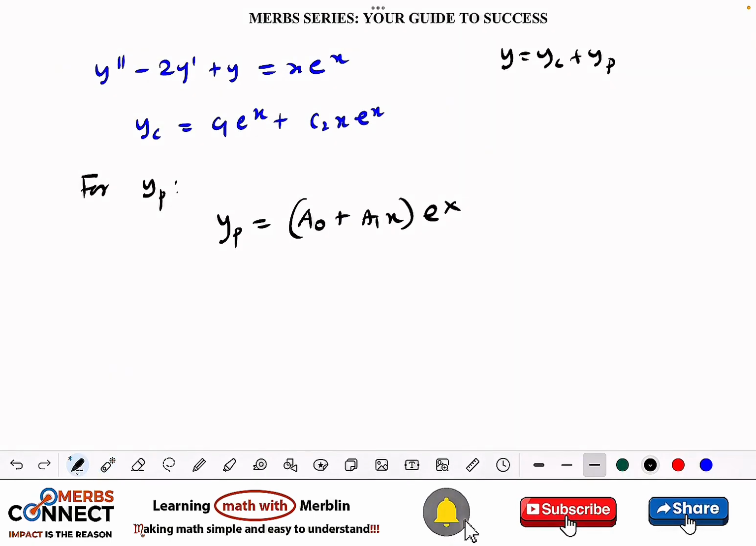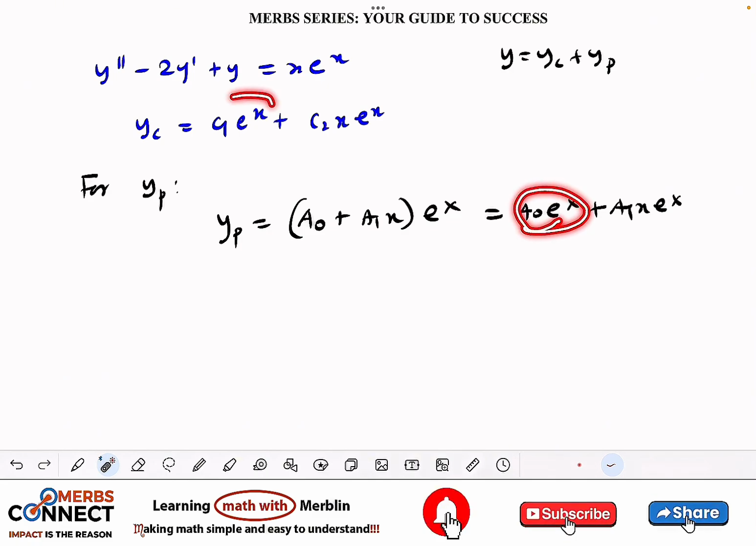Now let's expand and see what we are going to get. a0 e to the power x plus a1x e to the power x. Now we see that e to the power x is actually inside this equation. And this one here is the same as this term, right? So we need to modify it.